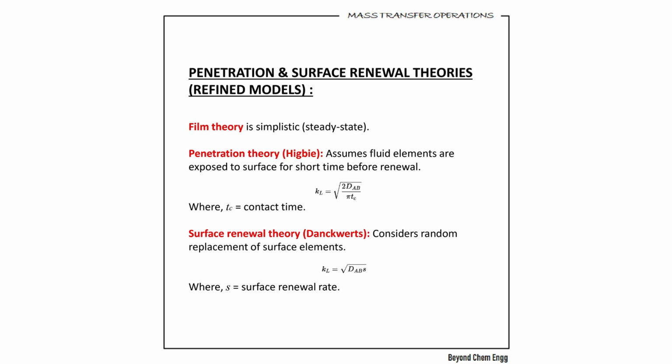Penetration and surface renewal theories. These are refined models, as film theory is simplistic, being steady state. Penetration theory, by Higbie, assumes fluid elements are exposed to the surface for a short time before renewal, which is given by KL is equal to the square root of DAB by pi tC, where tC is the contact time. Surface renewal theory, by Danckwerts, considers random replacement of surface elements, given by KL is equal to the square root of DAB into S, where S is the surface renewal rate.